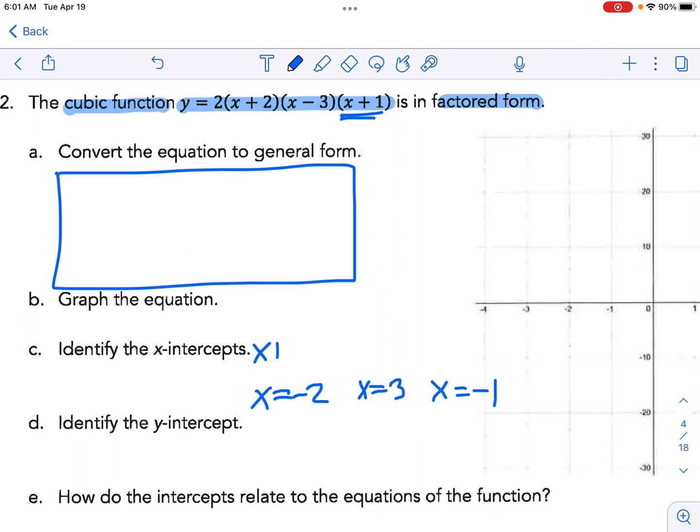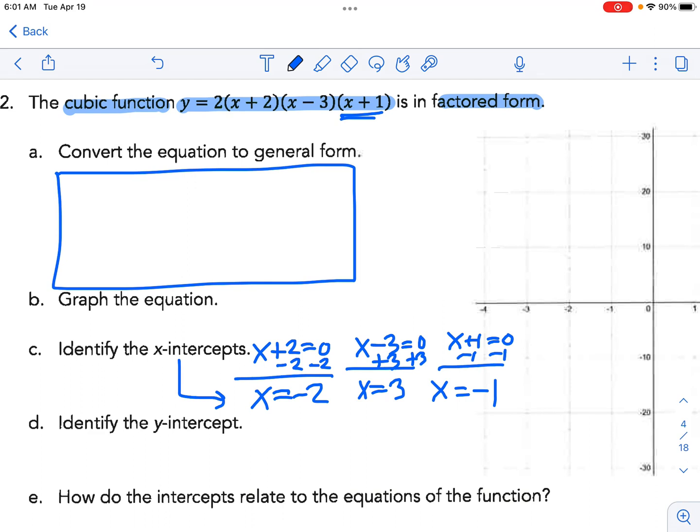And so the way I can get those is I can take each factor, x plus 2, and set it equal to 0, and then solve it and get our x-intercepts. So I can do x minus 3 equals 0 and solve it and get our x equals 3 intercept, and I can take the x plus 1 equals 0 and solve it and get our last intercept. And then we're going to get the y-intercept.